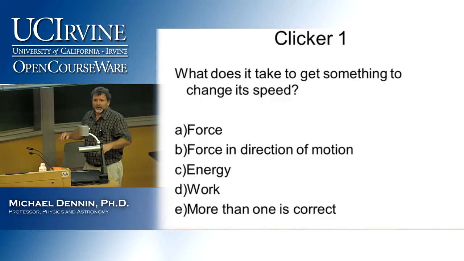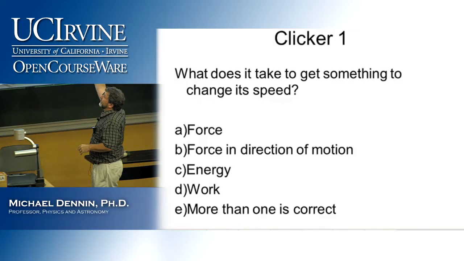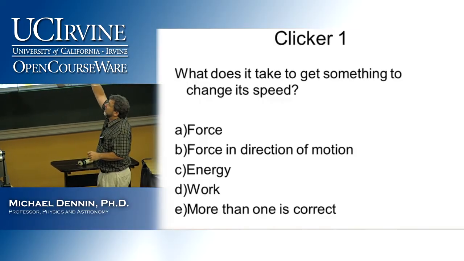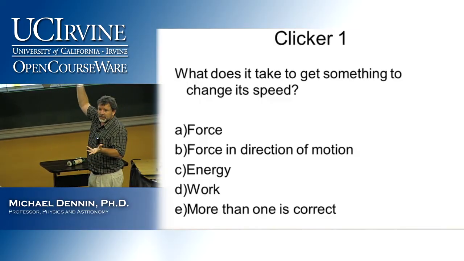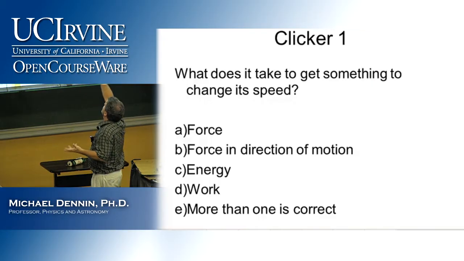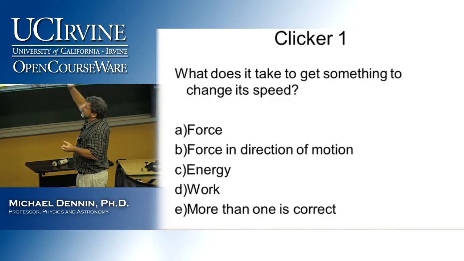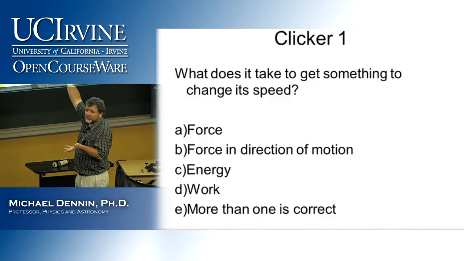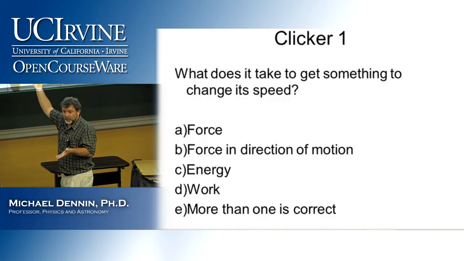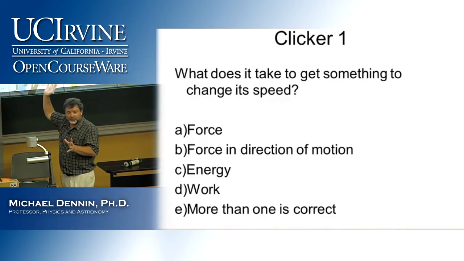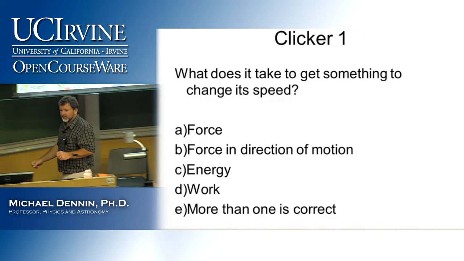Now, what I want you to notice in this case, I want you to think about it. A is a force in any direction. B is a force in a direction of motion only. C is energy. D is work. E is more than one is correct. If you think A is correct, then obviously B is correct. But if you think B is correct, A does not necessarily have to be correct, because that's any arbitrary force. So as you think about your answer, keep that in mind.